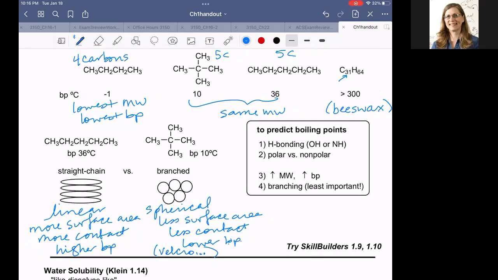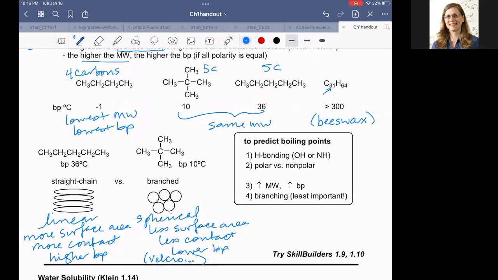Okay, now it turns out we're only going to be looking at boiling points. When you look at melting points, things are a little different. Okay, so just FYI, being spherical means it's easier for the liquid to turn into a gas, but this shape would have better crystal packing.